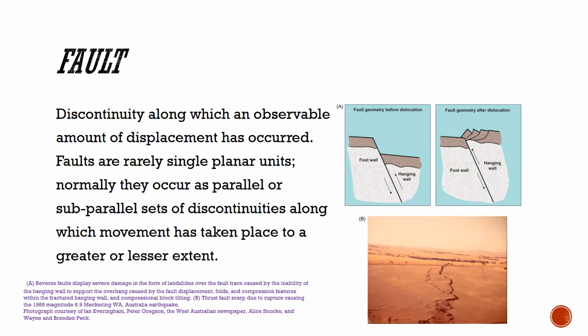This fault has an observable amount of displacement. You can see there is an observable amount of displacement. In the case of a joint, it is not so. On this fault plane there is an observable amount of displacement, which means a movement has already occurred. If a movement has occurred, that plane is not compatible.